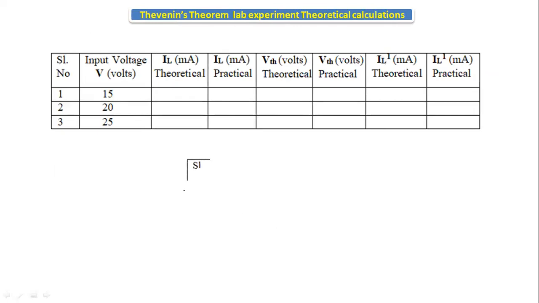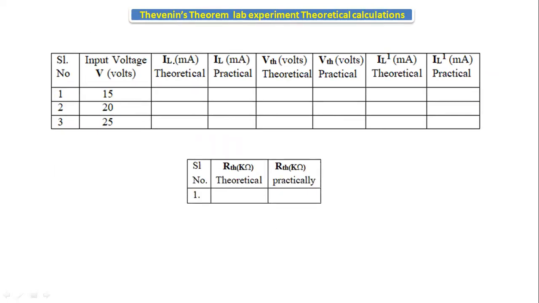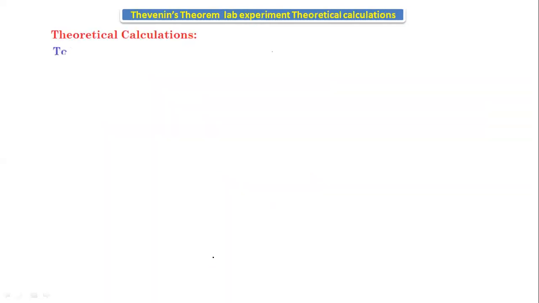So here we have to find out first IL theoretically, that is the load current of the given circuit. After that, VTH, Thevenin's voltage at 15 volts, 20 volts, 25 volts. Again, after finding the VTH, we will find out RTH theoretically. After finding the RTH, we will find IL dash theoretically. After finding IL, VTH, RTH and IL dash, we will see whether IL is equal to IL dash or not, that we have to verify. Now let's see the theoretical calculations.